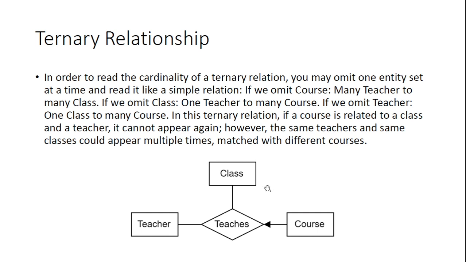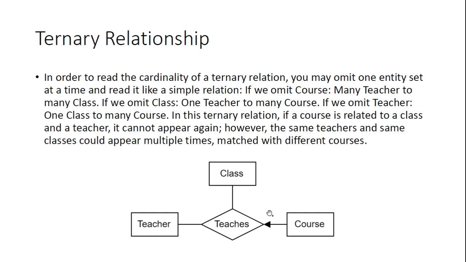So let's omit the class side. In this case, a teacher is going to teach multiple courses, but a course can be taught by only one teacher. If we omit the course side, then looking at the relationship between teacher and class, a teacher can teach in many classes, and in a class, there could be many teachers teaching some course. So that's how to read or find the cardinality of ternary relationships.